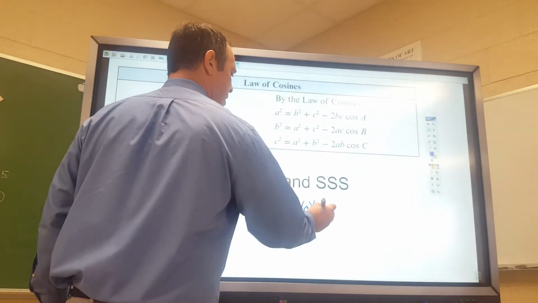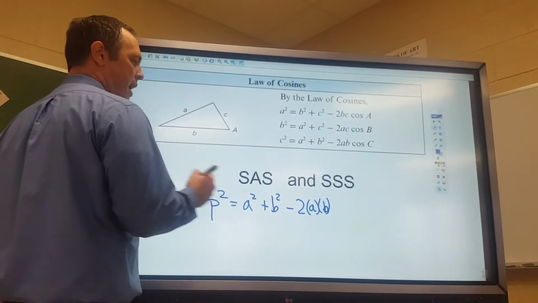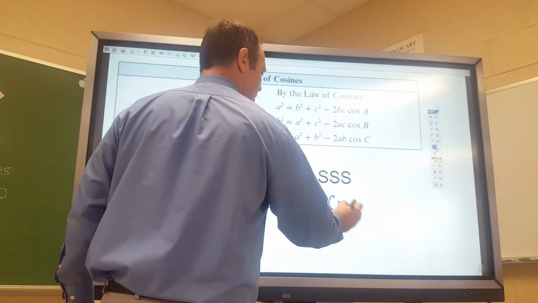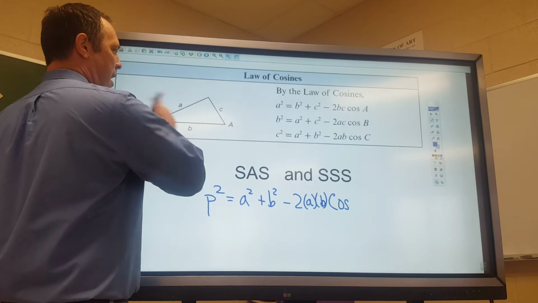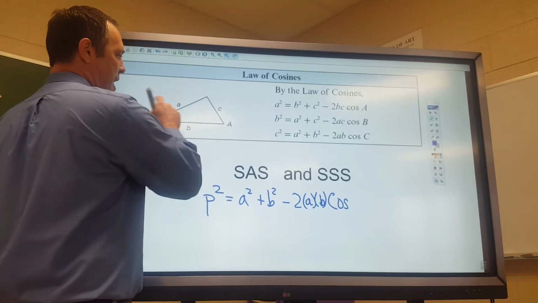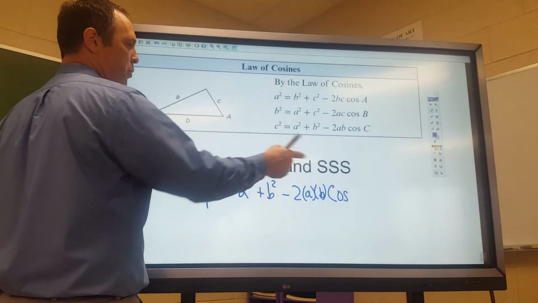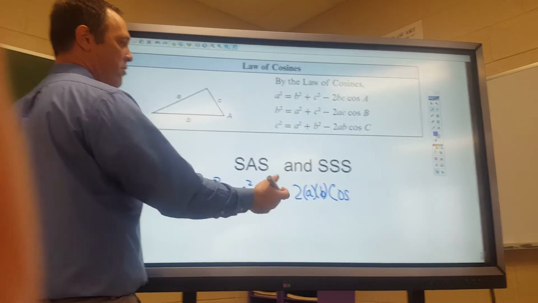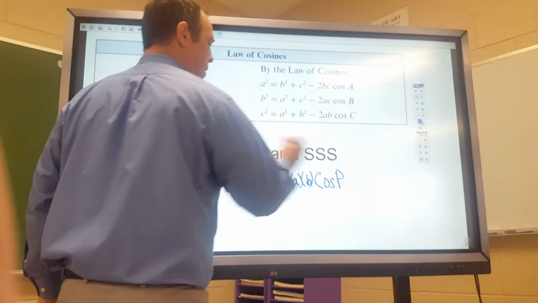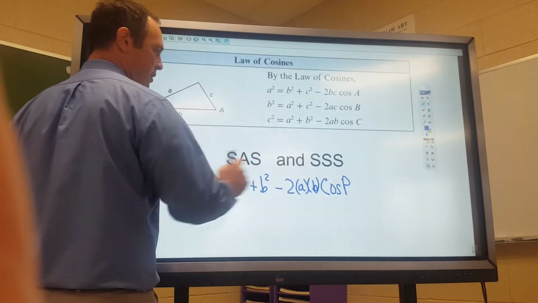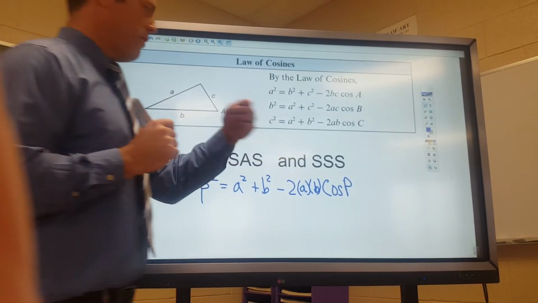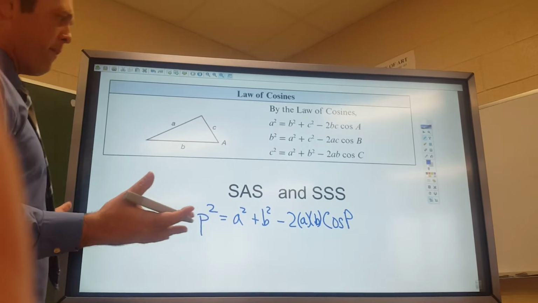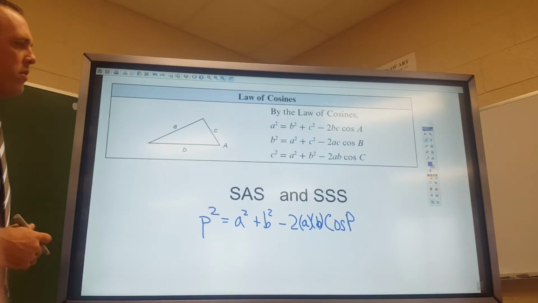We're going to put those same sides in here, and then the cosine of the angle. So let's say P was A. If P was side A, then the angle I would put in there, if I knew it, or the one I'm trying to solve for, would be cosine P. These two have to correspond. This angle has to be opposite that side. Then we just fill in the other sides, or whatever information we have, and then we use this law of cosines.